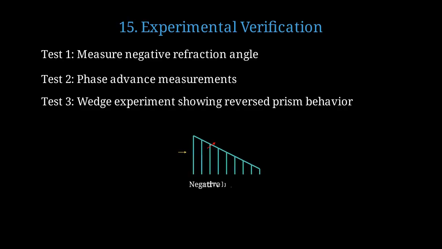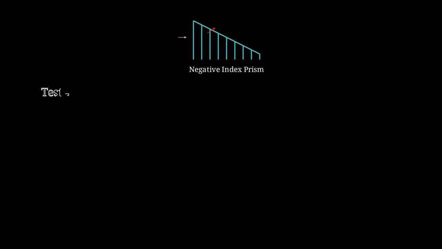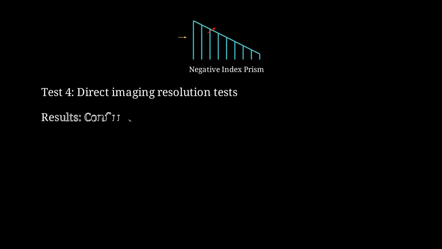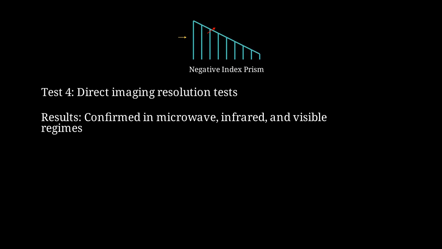A prism of negative index material bends light toward the thick end rather than the thin end, opposite to normal prisms. Fourth, resolution tests showing sub-wavelength features that conventional optics cannot resolve. Results have confirmed negative index behavior in microwave, infrared, and visible light regimes.